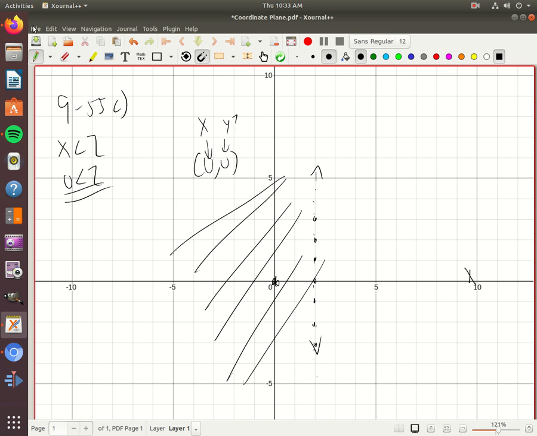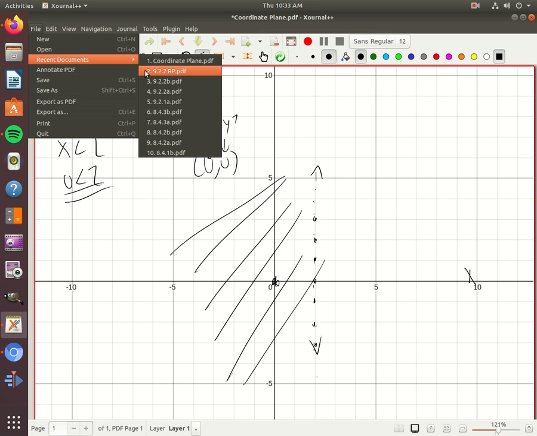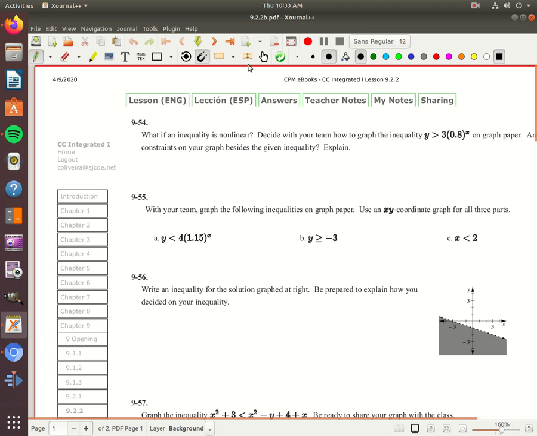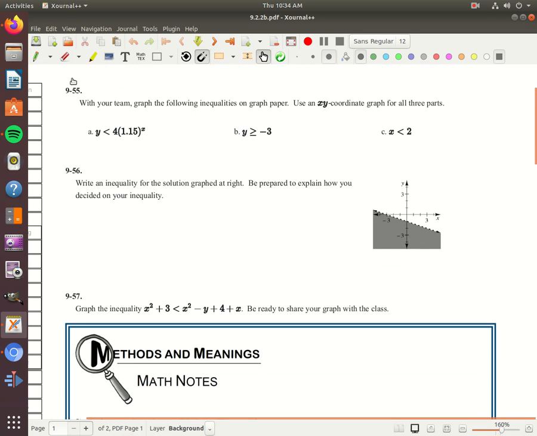We will now jump back over again to this page and finish off 956 and 957. So it says, write an inequality for the solution graph on the right. Be prepared to explain how you decided your inequality. Well, first thing I'm going to do is write the, let's say y equals. It looks like my slope is down 1 and over 1, 2, 3. And it looks like my y-intercept is -1.